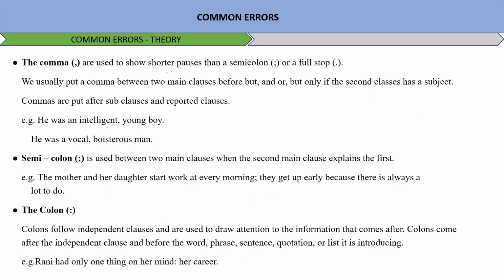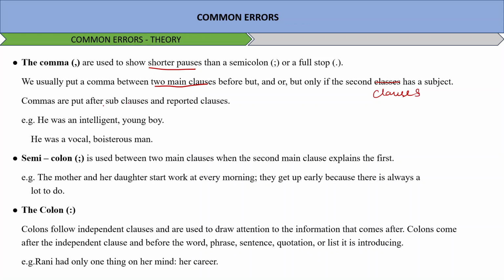Commas are used to show shorter pauses than a semicolon or a full stop. We usually put a comma between two main clauses before but, and, or, but only if the second clause has a subject.